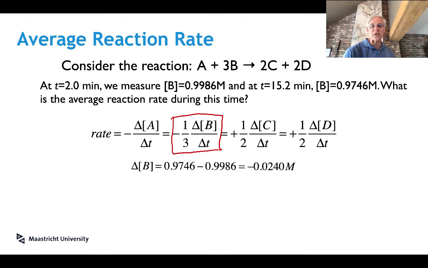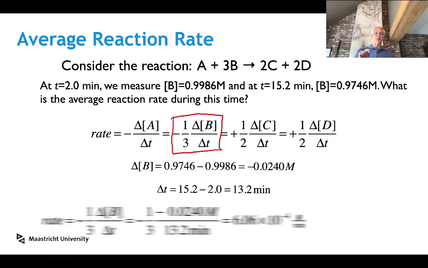So let's go ahead and use our equation for B. We have 0.9746 minus 0.9986. We use final minus initial, so we get a negative value for the concentration change because the concentration went down. And then we want to calculate our change in time. Our final time was 15.2. Our initial time was at 2 minutes, so we have 13.2 minutes.